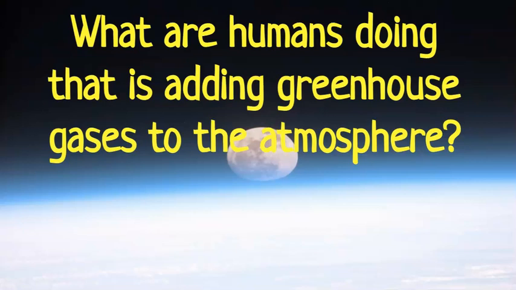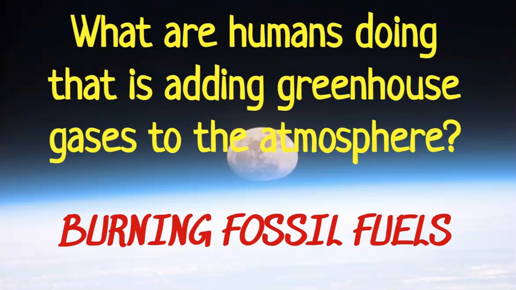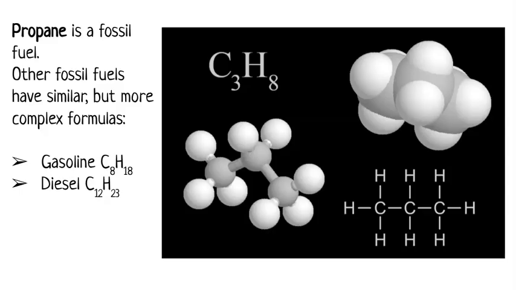So, what are humans doing that is adding greenhouse gases to the atmosphere? Well, burning fossil fuels is the major answer. So, what we're going to do here is look at the chemistry of why burning fossil fuels adds carbon dioxide to the atmosphere. We're going to do that by using propane as an example fossil fuel.